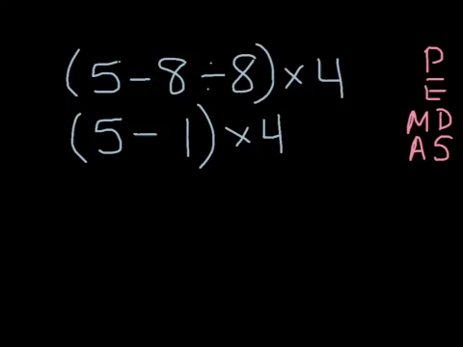Then I'll go back to, again, I still have parentheses. 5 minus 1 is 4, and then bring down the times 4. 4 times 4, 16. How did you do? Ready for another challenge?